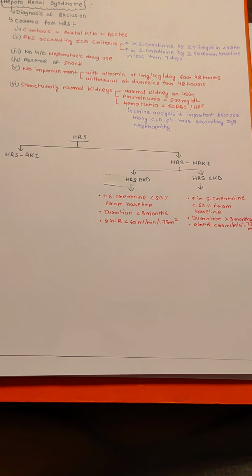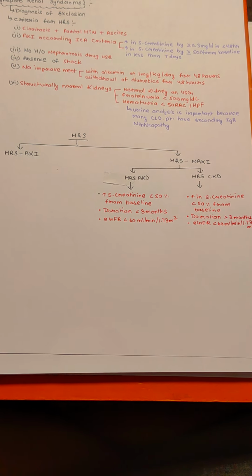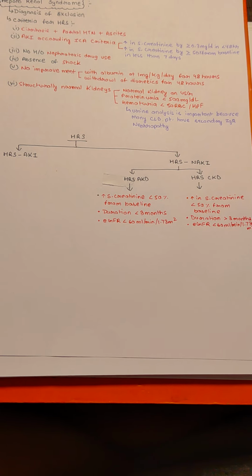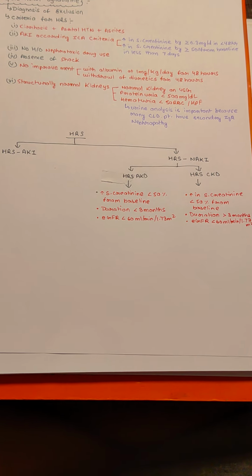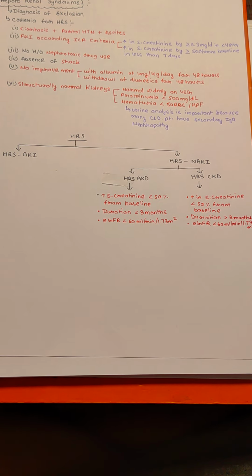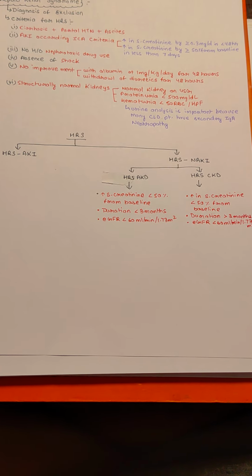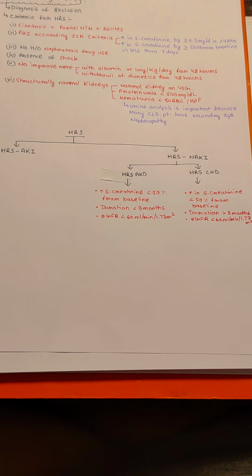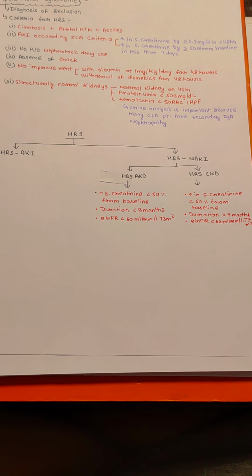Also, we must do urine analysis of all patients. Why? Because many times we see that CLD patients develop secondary IgA nephropathy, and to rule this out we need to assess the patient for proteinuria, which should be less than 500 mg per deciliter, and hematuria, which should be less than 50 RBC per high powered field.